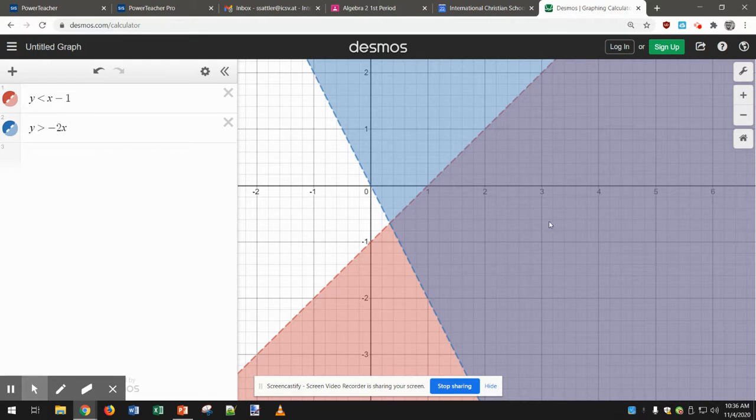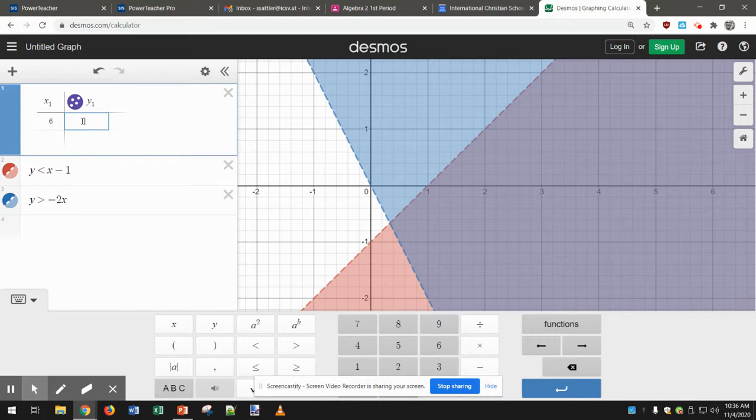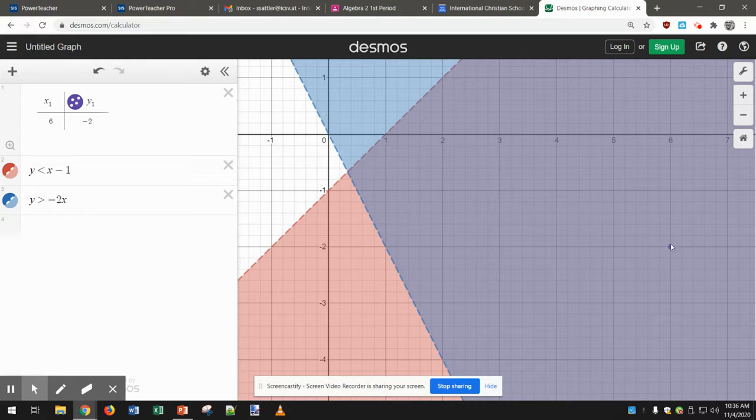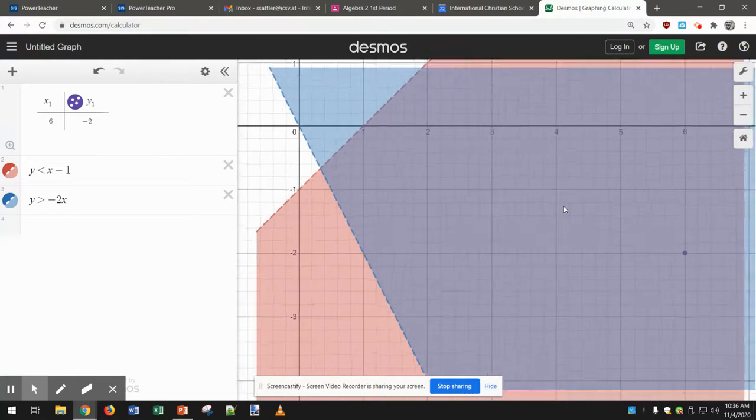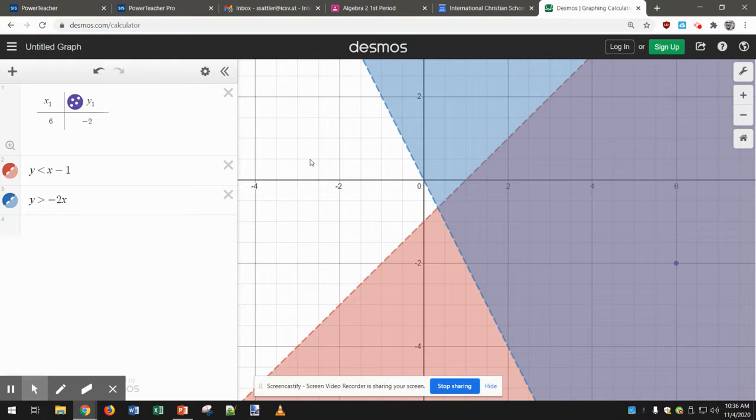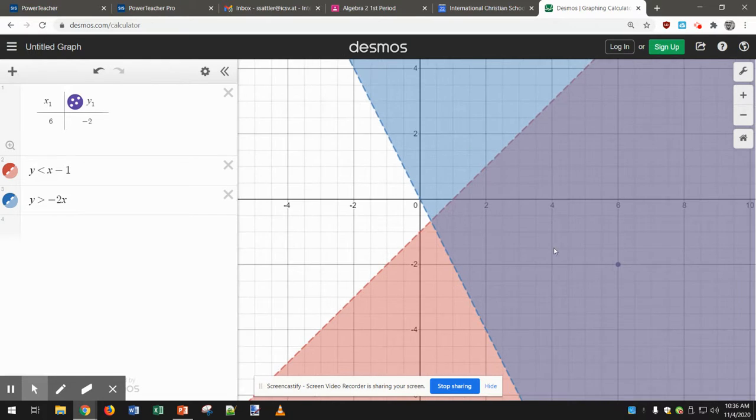So if I showed you a graph and I showed you a point and I said (6, -2), does that point satisfy this system of inequalities? You would say yes, because it's in the overlapping shaded region. But a point here in the blue region or here in the red, you would say no, that is not a solution because it doesn't satisfy both at the same time. And then definitely if it's in the white region, it is not a solution.